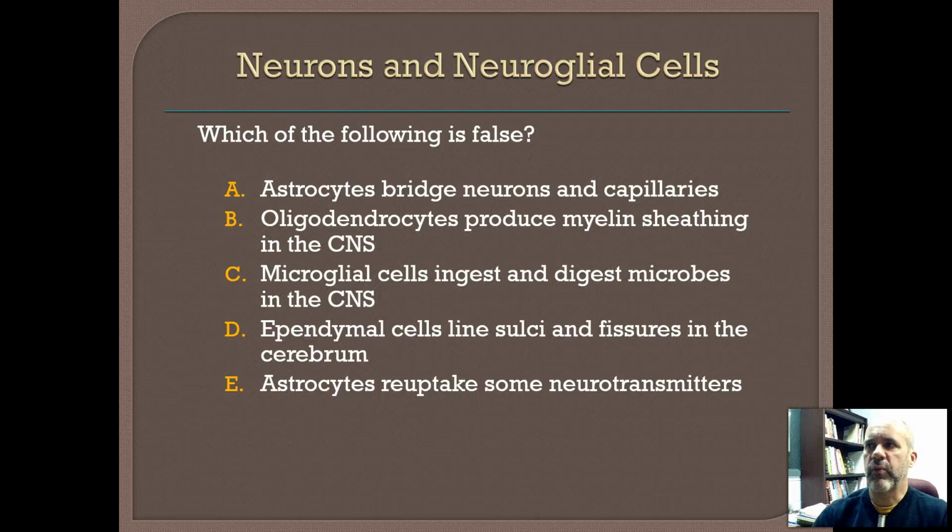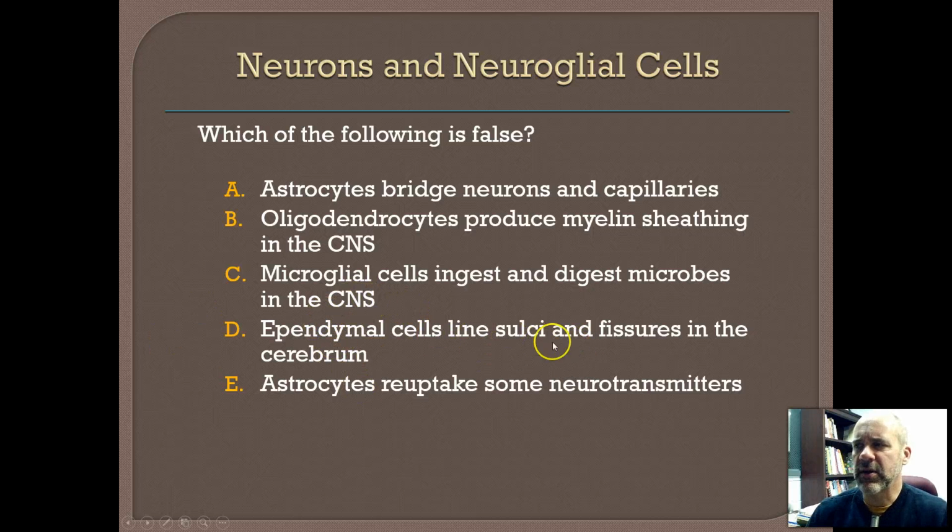All right, how about this one? Which of the following is false? Astrocytes bridge neurons and capillaries. So we just took a look at that, and yes, they do that, and probably help transmit nutrients and wastes from one to the other. The oligodendrocytes produce myelin sheathing in the CNS. Yeah, we just talked about that. Microglial cells ingest and digest microbes in the CNS. Yeah, we just talked about that. Microbe is another term for microorganism, like bacteria, viruses.